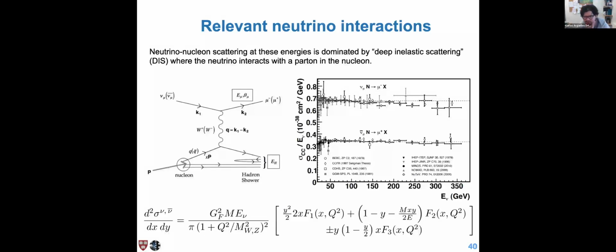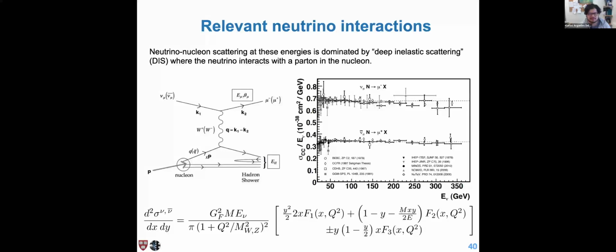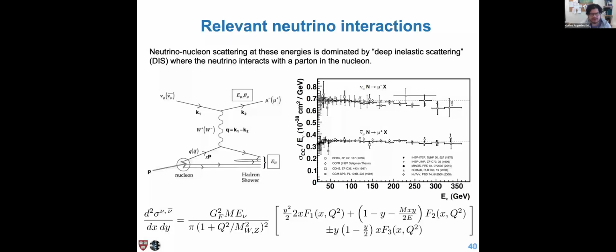So here are some measurements of the neutrino cross-section, shown divided by the neutrino energy. In the hundreds of GeV, and this will be true up to about maybe 100 GeV or so, the neutrino cross-section grows approximately linearly with energy, and then it will have a little different energy dependence. And the neutrino cross-section is going to depend on the so-called structure functions. These are F1, F2, and F3, which describe the distribution of quarks within the nucleus.